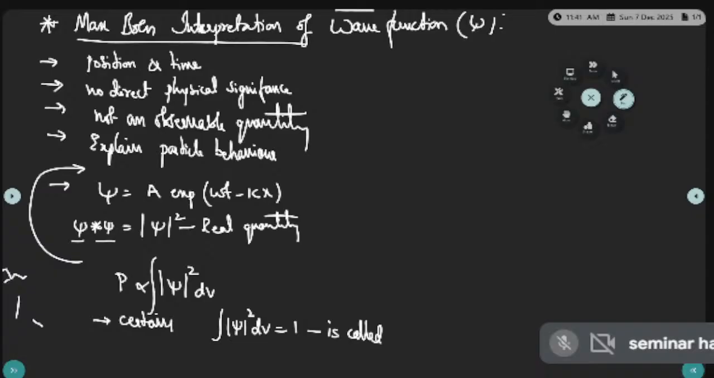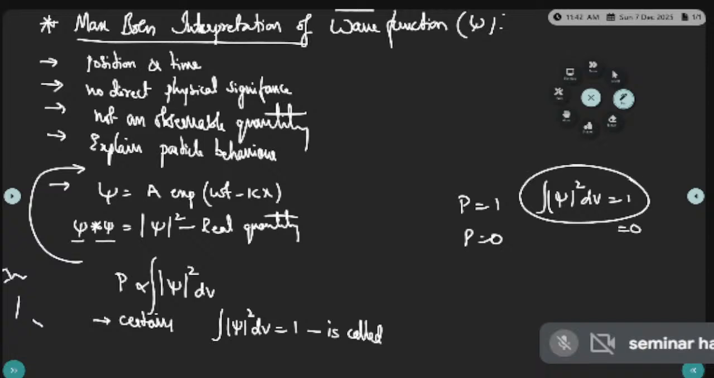What is the meaning of normalization condition? This is a region. If the particle is present in this region, the probability will be equal to 1. The probability is the integral of mod of psi square dV equal to 1, which means it is certain the particle is there. In the other case the probability is 0, so it is uncertain; there is no chance of finding the particle in that region. If you write this equal to 1, it is the normalization condition: the probability of finding the particle in the region is certain.